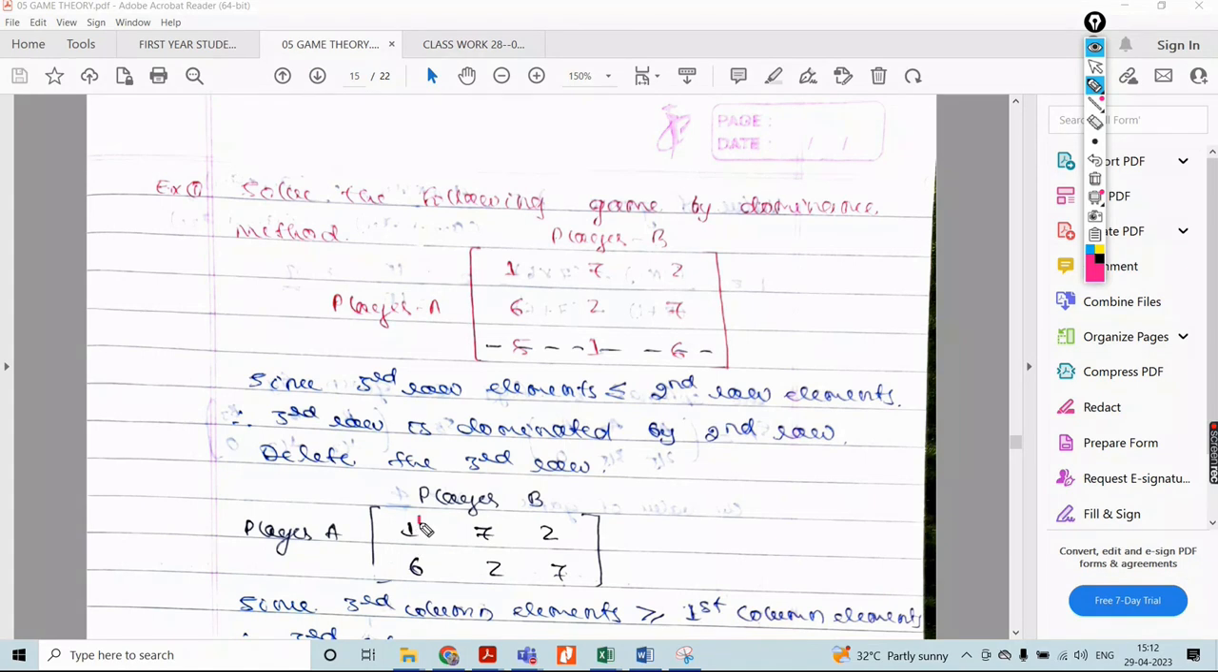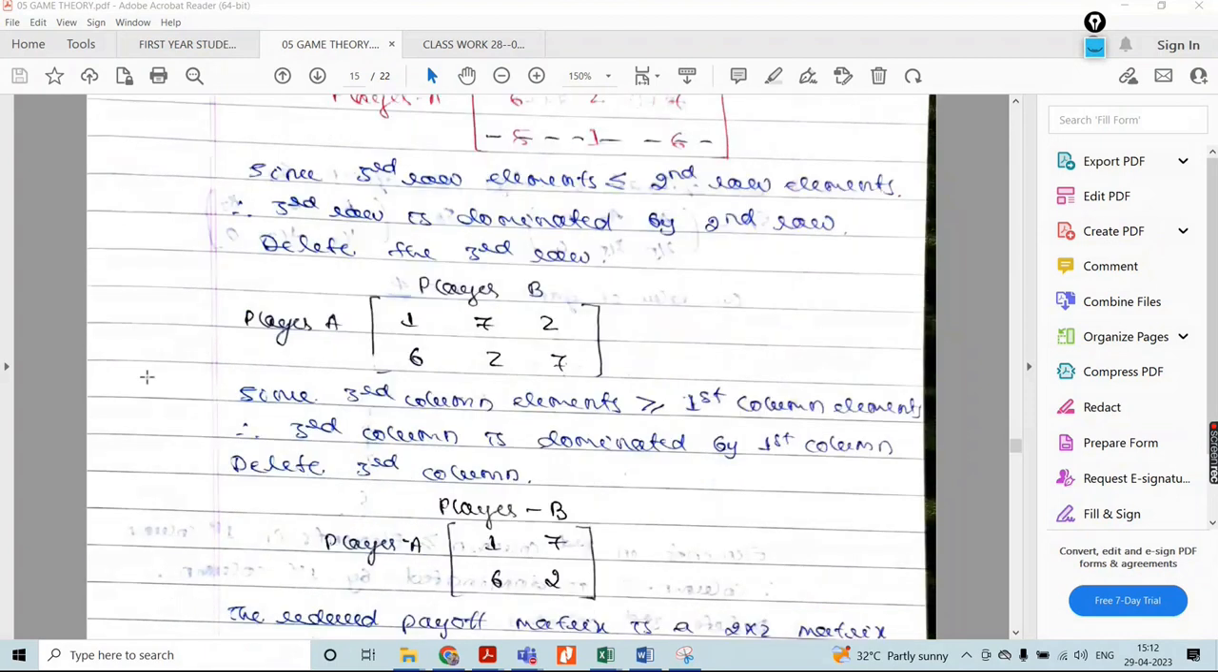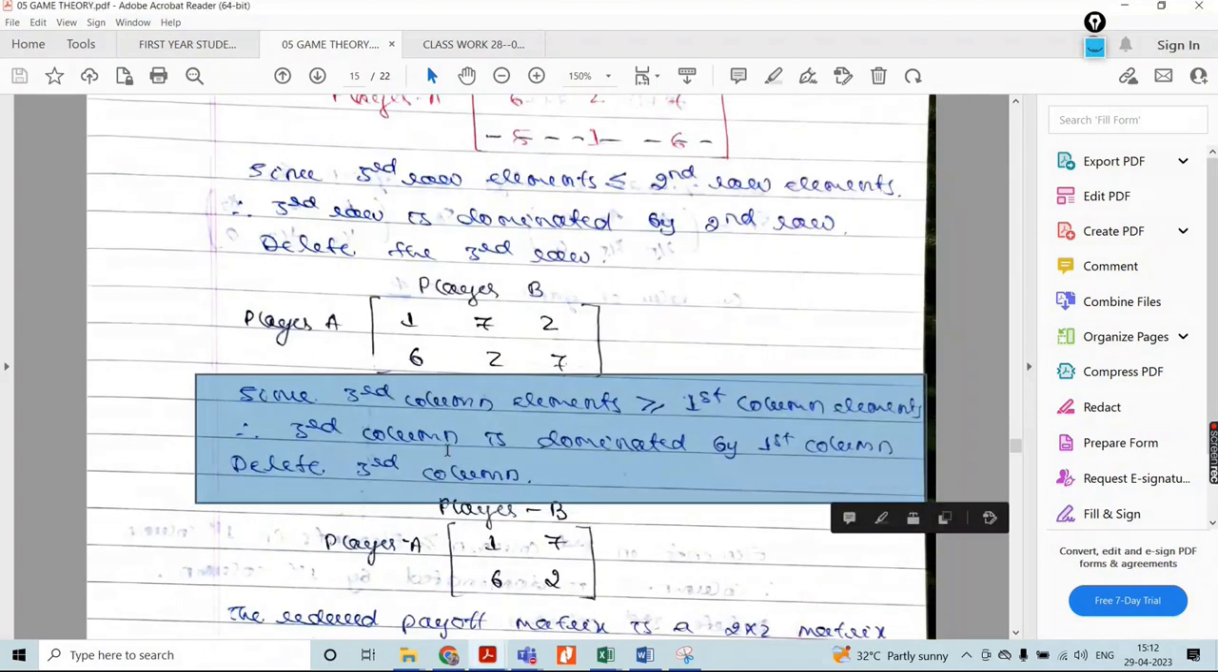Got my point? Because 1 is less than 2, 6 is less than 7. It means that I need to delete this. I am deleting this particular column. Then I have to mention that in the form of statement. Since third column elements are greater than or equal to first column, the third column is dominating the first column. Hence, delete the third column itself.